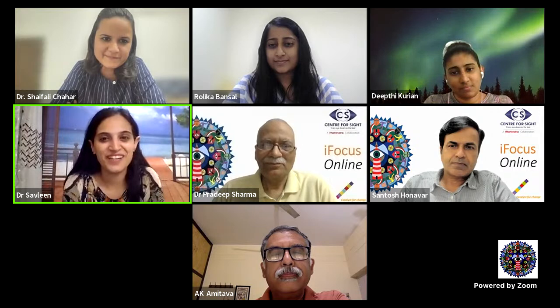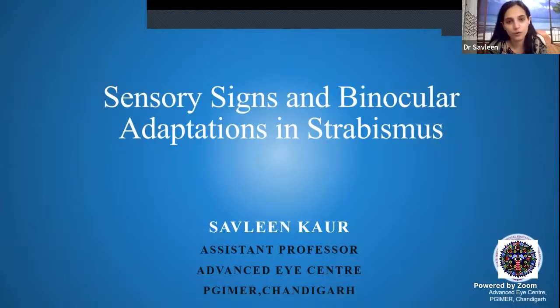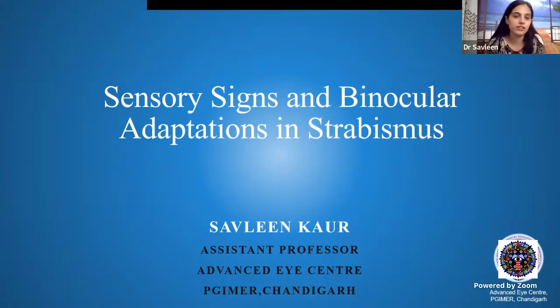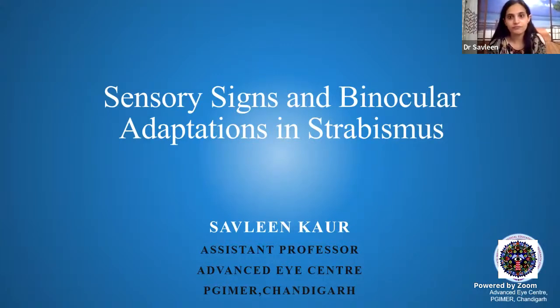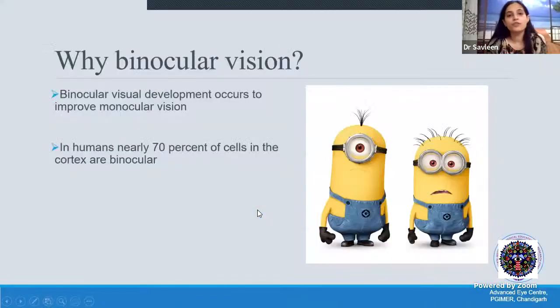As a junior resident, I admit that I used to find this topic very theoretical and difficult to understand at times. So I'll try to make it a little simple and go a little slow to understand what the sensory signs are and why we actually need to learn about binocular vision when we are talking about a patient not only of strabismus, but I think any disorder of the eye, particularly the retina also. When we're talking about binocular vision, binocular visual development occurs to improve monocular vision.